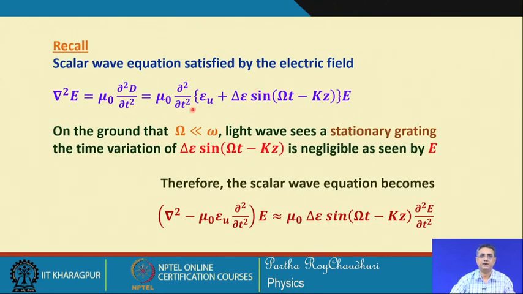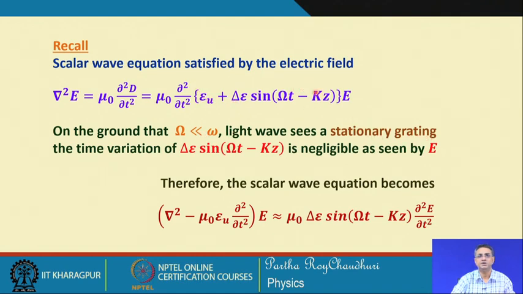So, by now we have seen that using the scalar wave equation, we can write the wave equation for the electric field in this form, del square E equal to mu naught del 2 del D, which is equal to this. So, this is on the ground that we assume that omega is much less than the optical omega. The acoustic frequency is of the order of 10 to the power of 6, whereas this is of the order of 10 to the power of 14 to 15. So, this is quite negligible, and the light wave sees a stationary grating.